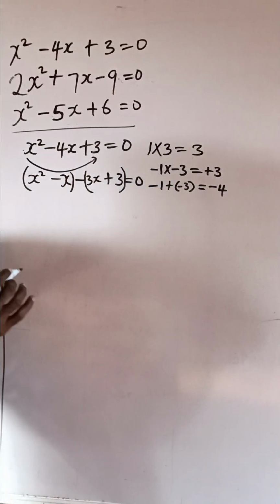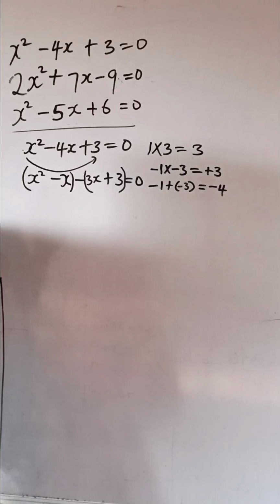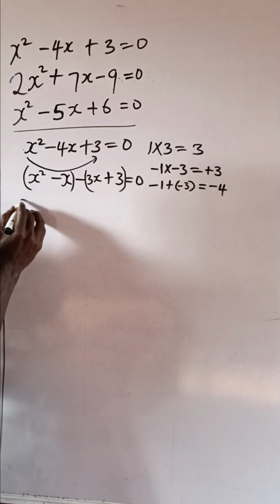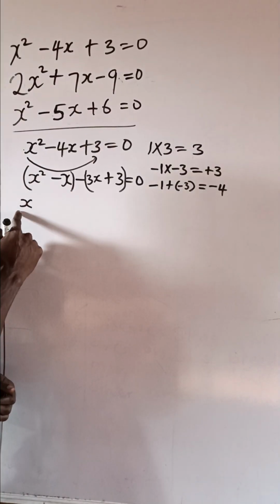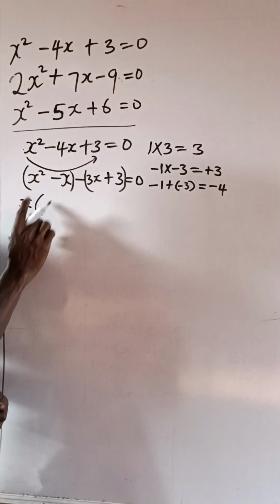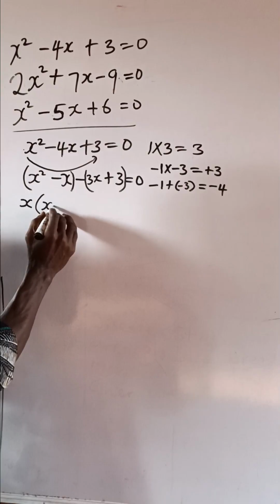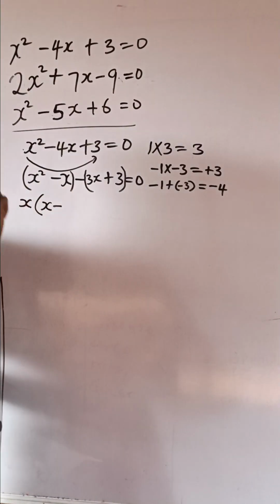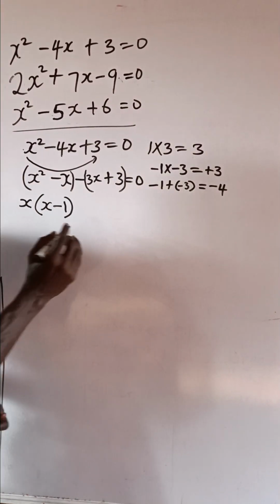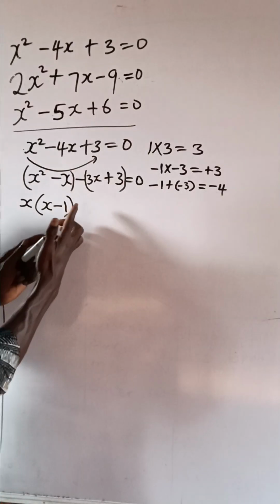This is 2, right? So now factorize it. What is common here is x. You bring the x out and open bracket. x squared divided by x will give you x, minus x divided by x will give you 1. So close your bracket. Now let's factorize the second one.